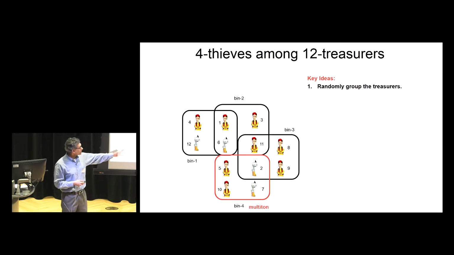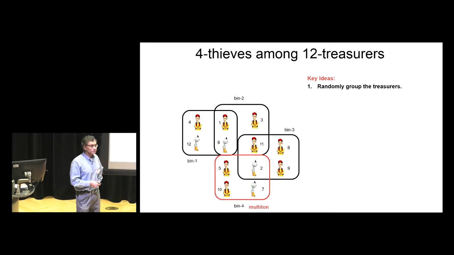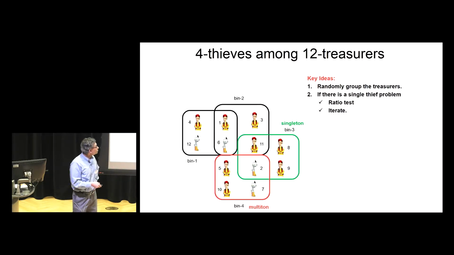And if there's more than 1 thief in a bin, we call it a multi-ton. If there's a single thief in a bin, like that, that's bin 3, it is a singleton. And if there is a single thief, we do the ratio test, like what we saw on the previous slide, and then we iterate. That's how we would catch the thieves.